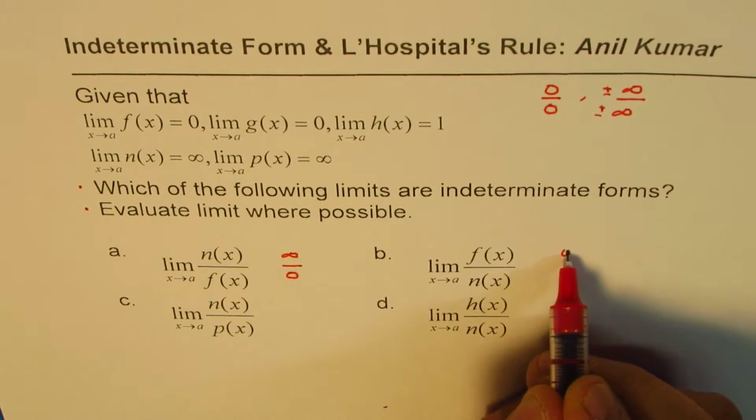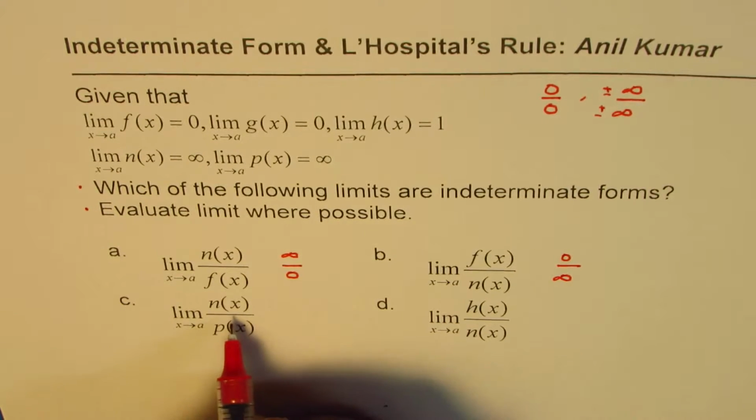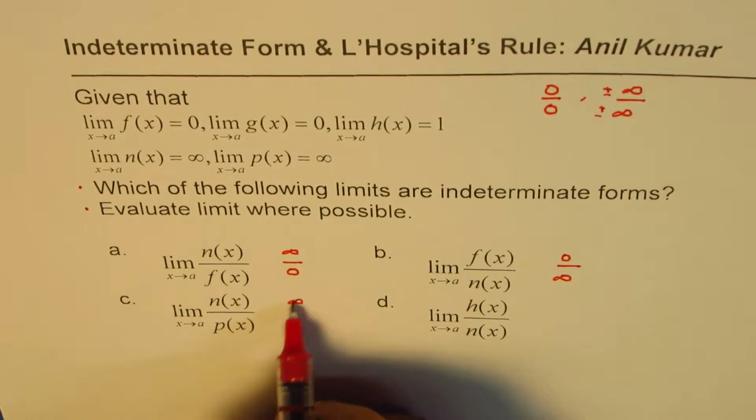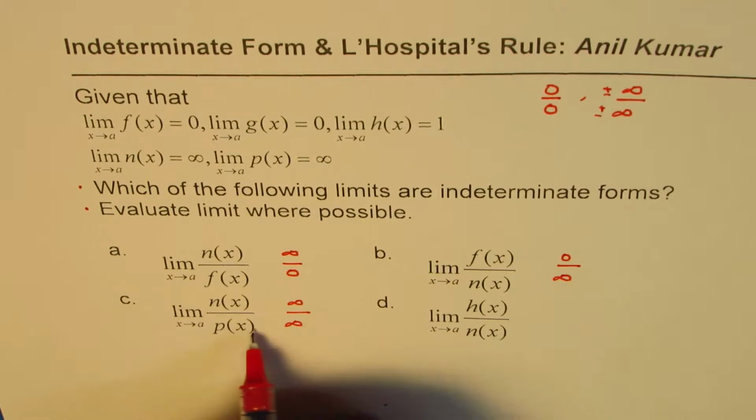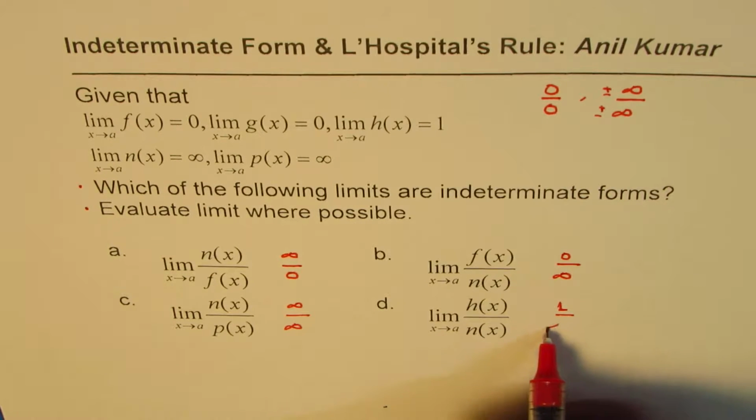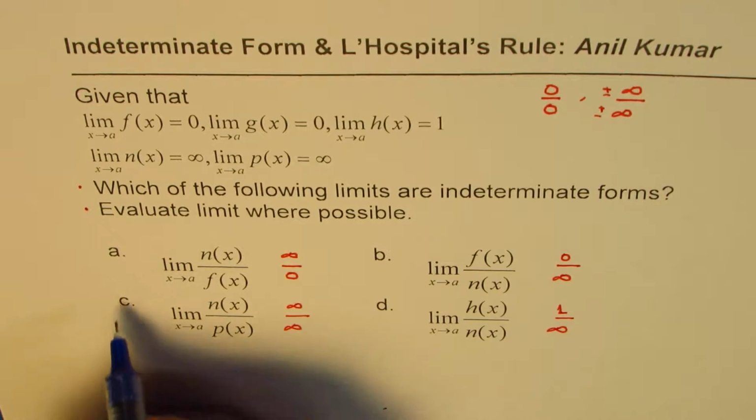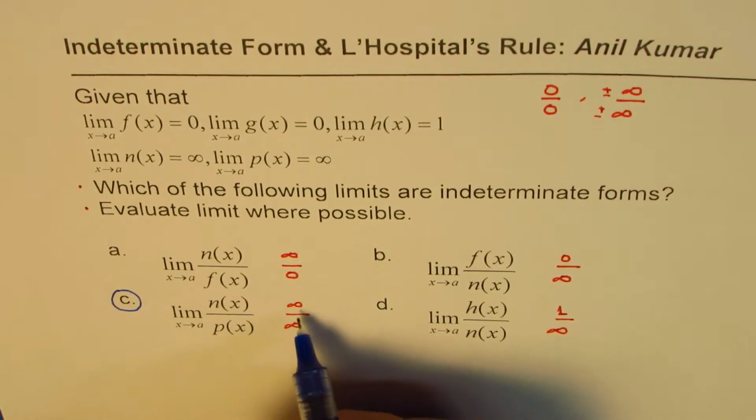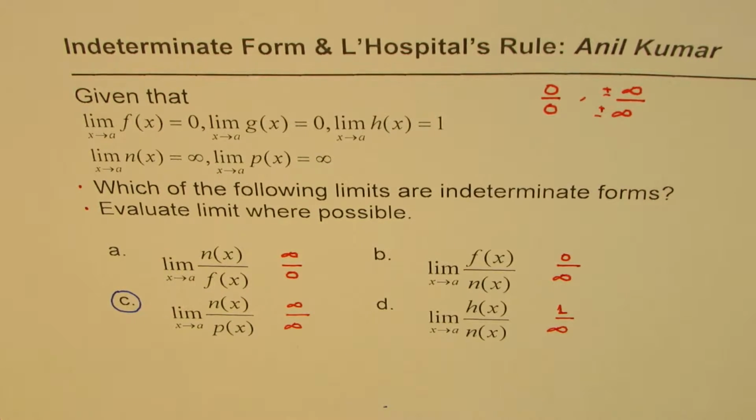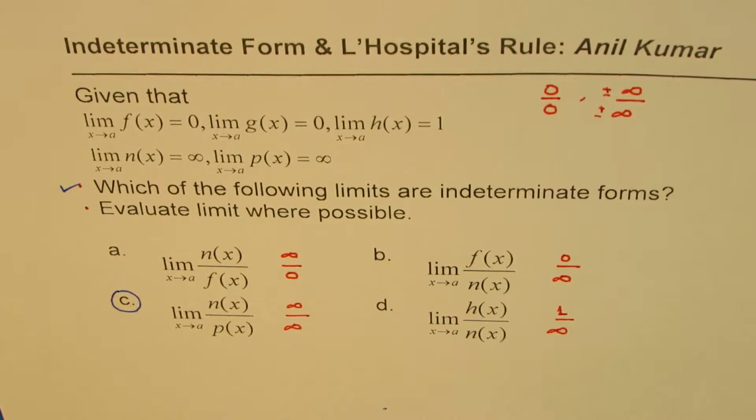For f of x, it is 0, and here n of x is infinity. In this particular case, n of x is infinity, and then we have infinity for p of x. h of x is 1, and n of x is infinity. Now, if you check, we can clearly see that the indeterminate form is C, that is infinity over infinity. So that is how we can answer the first part of the question.